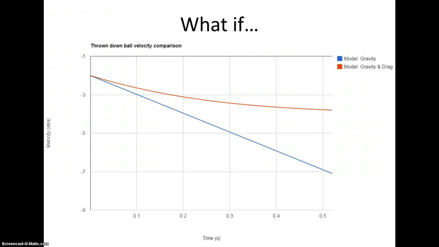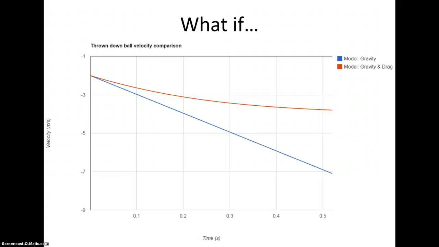If the object was thrown downwards, its terminal velocity would remain the same, as it would still have the same mass and shape. However, because it has an initial velocity, it would reach its terminal velocity quicker. The red line, which represents the velocity of the model ball which experiences both gravity and drag, appears to have reached a gradient of 0, which indicates constant velocity, which means it has reached terminal velocity.